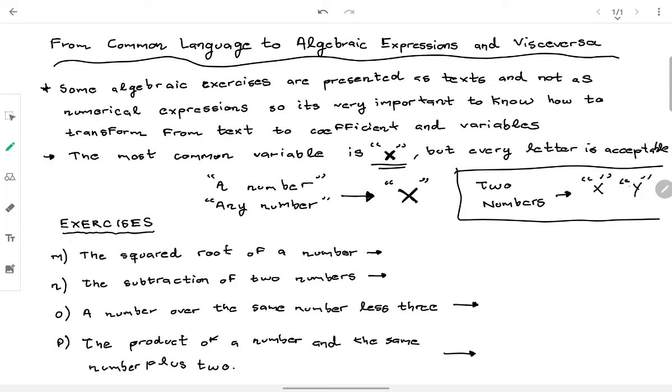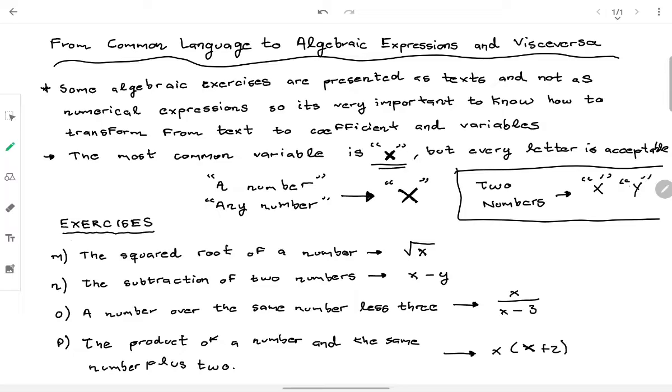So let's see the next one. The square root of a number, that will be the square root of a number. The next one, it says the subtraction of two numbers, so we can represent it like this. The next one, it says a number over the same number less 3. The next one, it says the product of a number and the same number plus 2. So this is going to be our answers.